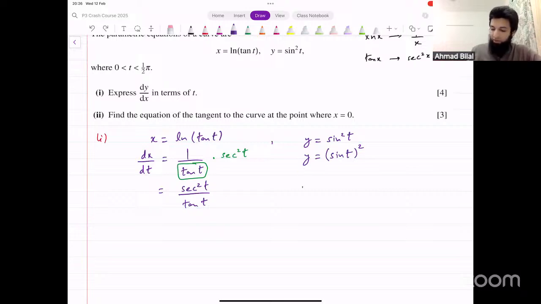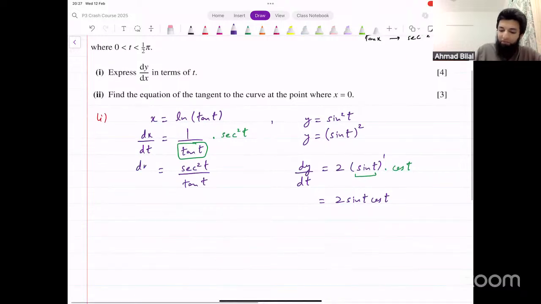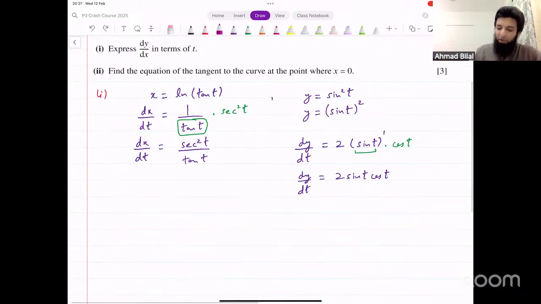Multiply by the power. So dy over dt is equal to 2 times sine of t, subtract 1 from the power, so it becomes power of 1. And then you multiply with the derivative of the base of the power, derivative of sine t. What's that? That is cos t. That's what you multiply here. And the result turns out to be 2 sine t cos t. That's what we were looking for. We have dx over dt and dy over dt. Now, we need to find dy over dx. So we use the chain rule now.